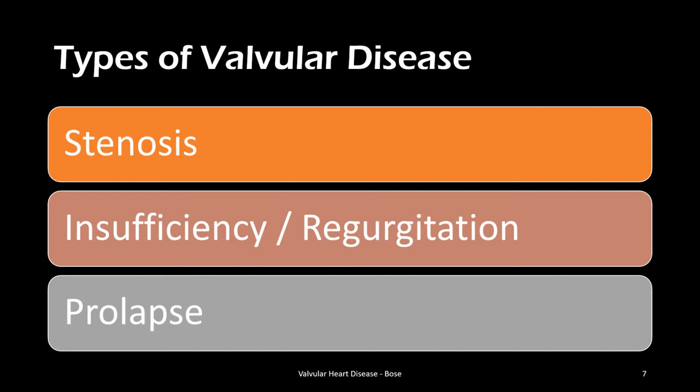We come across three types of valvular disease generally: stenosis, insufficiency or regurgitation, and prolapse. So valvular stenosis, valvular insufficiency, and valvular prolapse are the three broad categories of valvular disease.